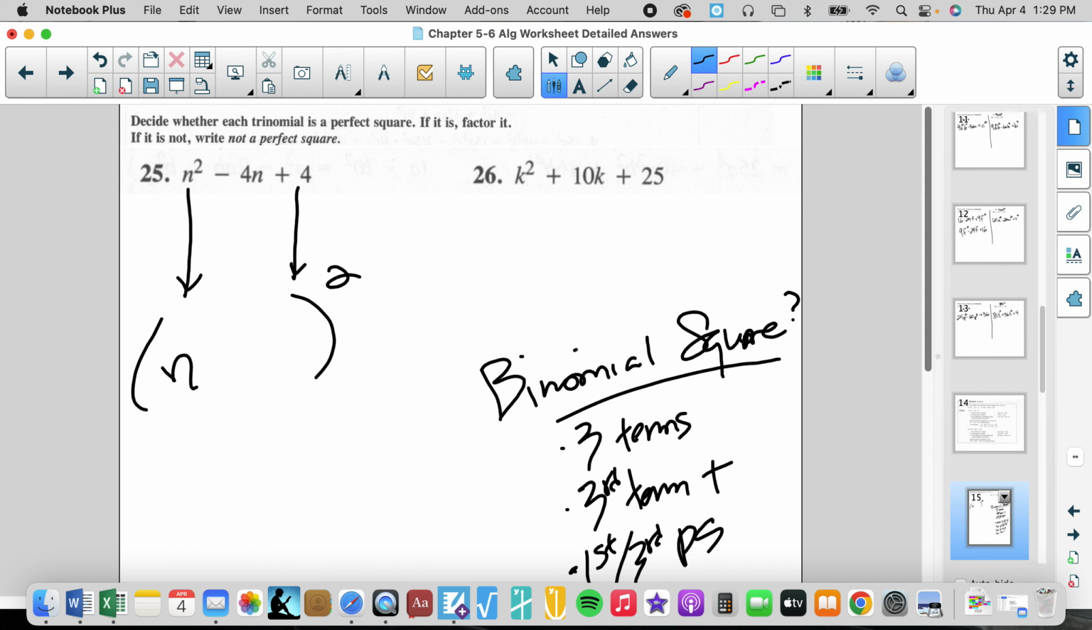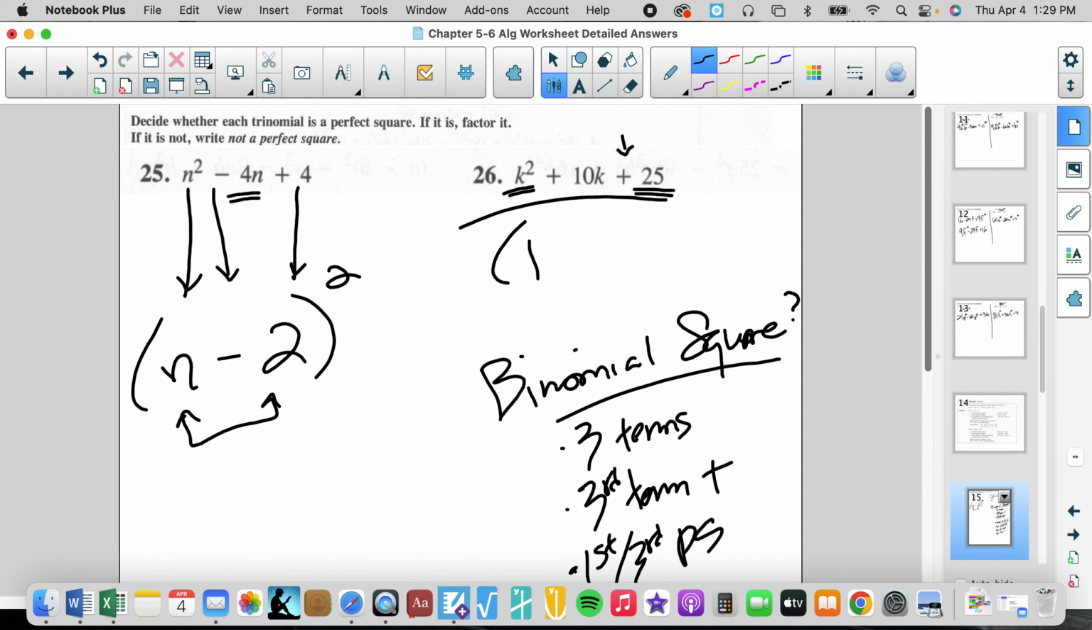We're going to take the square root of my last term. We're going to bring down this sign. And now, does the first times the last, doubled, equal that? And yes, it does. So that's how we're going to do it. Three terms, yes. Third term positive, yes. Perfect square, yes. Perfect square, yes.